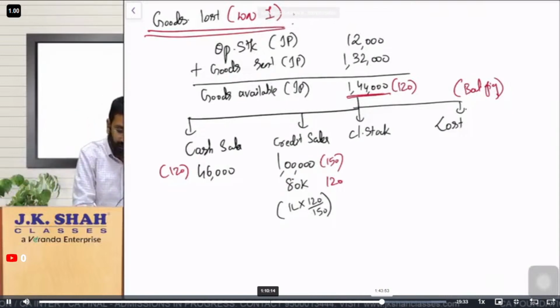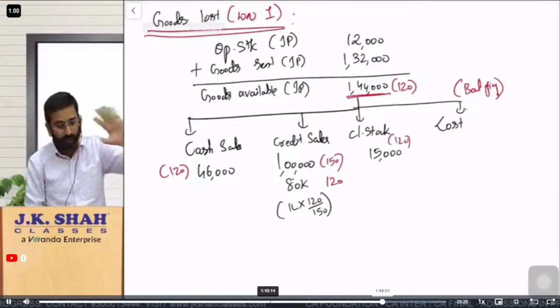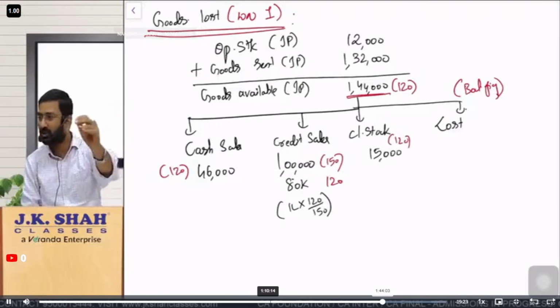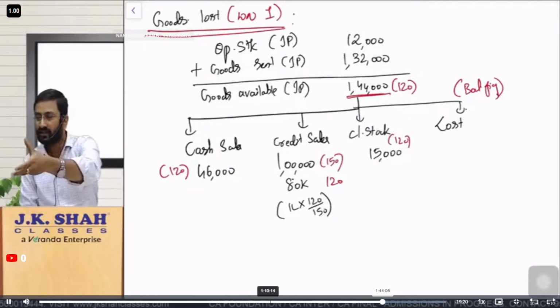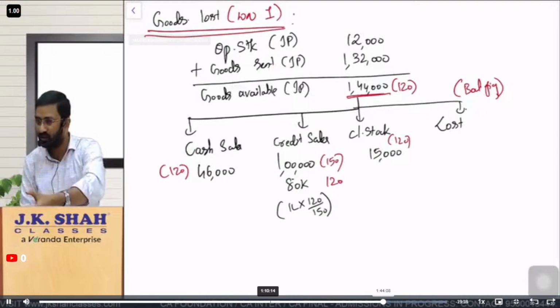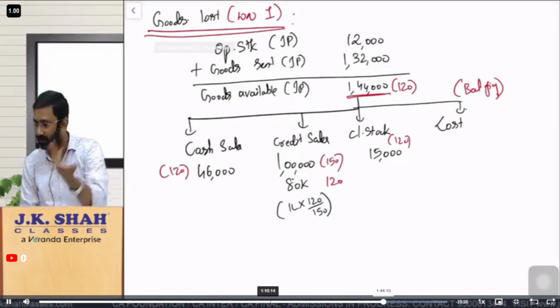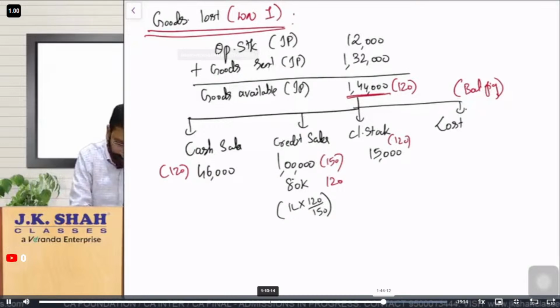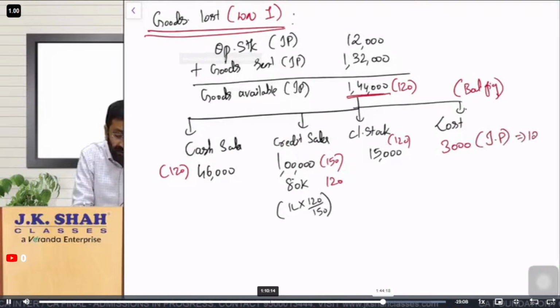Closing stock. Which price? Represents 120. Now everything is in terms of 120. Cash sales at 120. Credit sales at 120. Closing stock at 120. The remaining balancing figure should be goods lost, which is also at 120. Balance 3,000. Which price is this? Invoice price, which is 120 value.